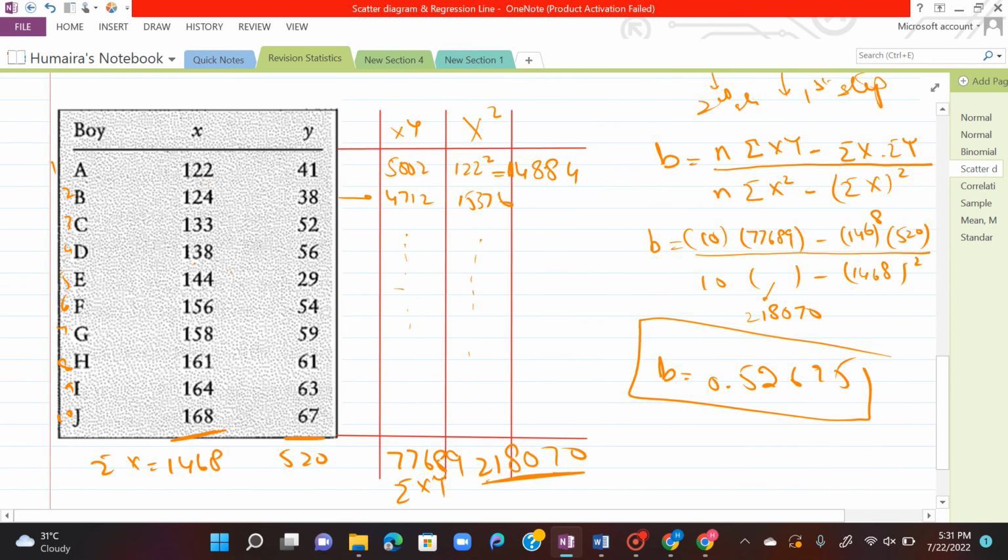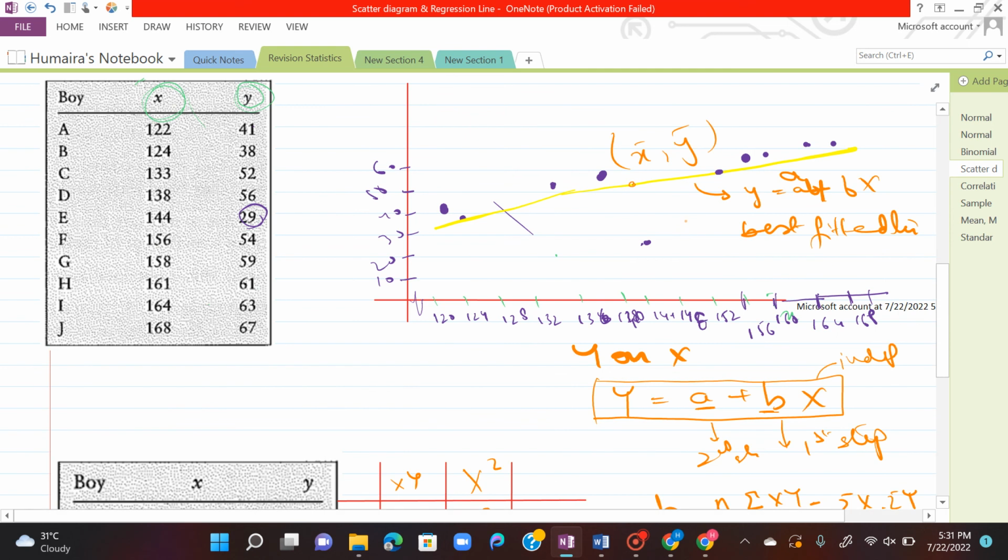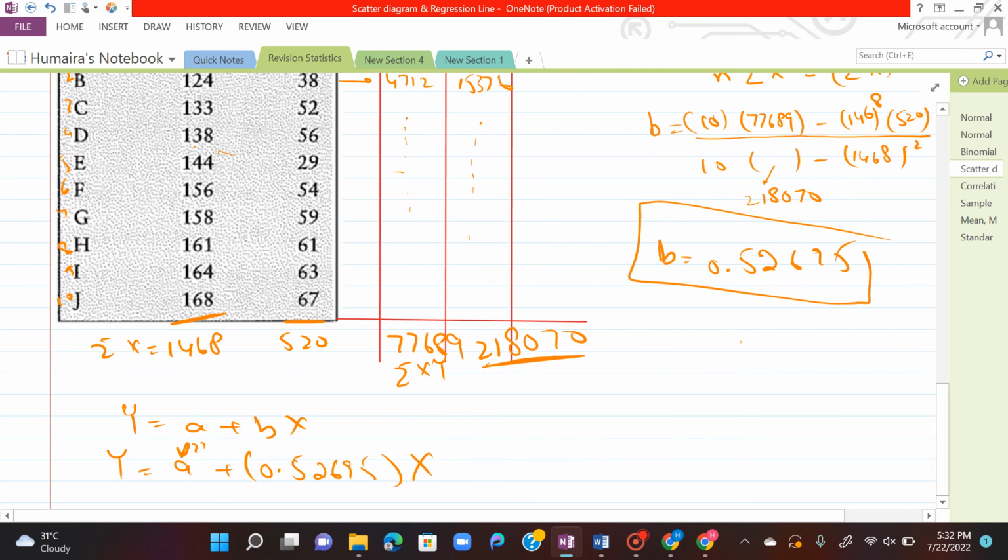Don't take these points, because the line which I am finding out over here, the yellow one, might not be passing through each and every point. It might be passing through a few points but not all. But yes, there is one point from where it is passing, that is the mean point. So let's find out the mean. How can I find out the mean? X bar is summation x upon n. So that is 1468 upon 10. So this is 146.8, and y bar is equal to summation y upon n. So this is 520 upon 10. This is 52. Okay, so these are the mean values.